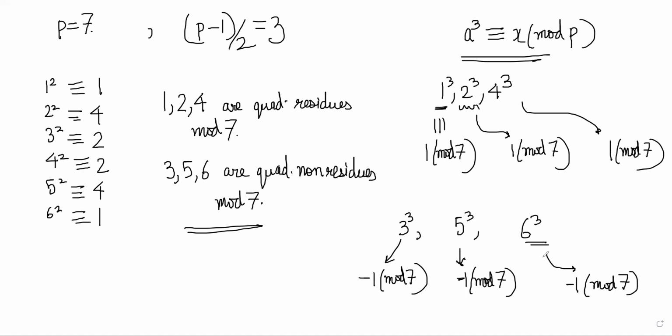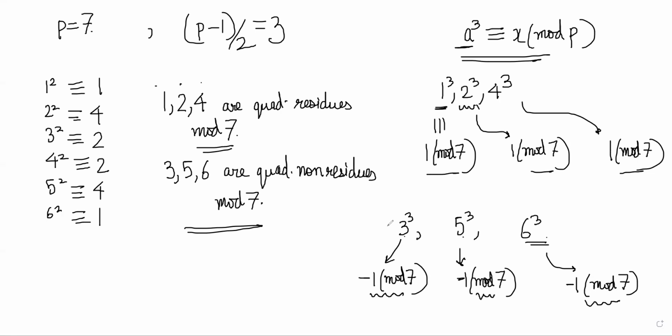So you should notice a special thing happening here. What we are getting is that all the quadratic residues, when you cube them, mod 7, 1, 2, and 4 were the quadratic residues. When you do a cube, it is coming as 1 mod 7 in all three cases for the quadratic residues. And it is coming minus 1 mod 7 in the cases when they were not quadratic residues, right? 3 cube, 5 cube, 6 cube, it's also coming minus 1 mod 7.